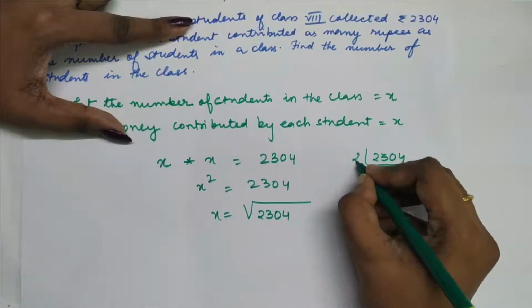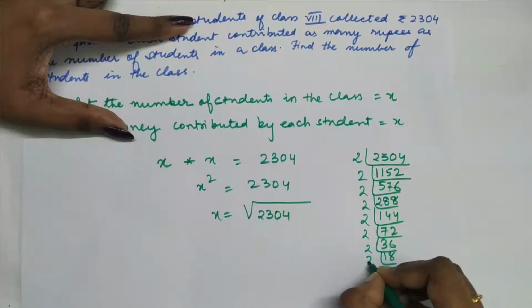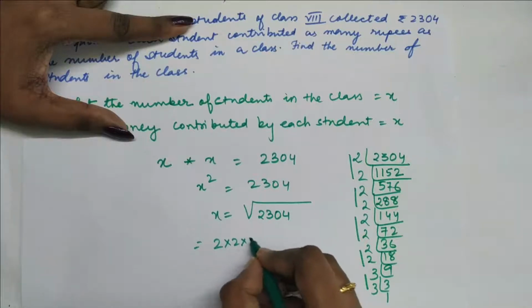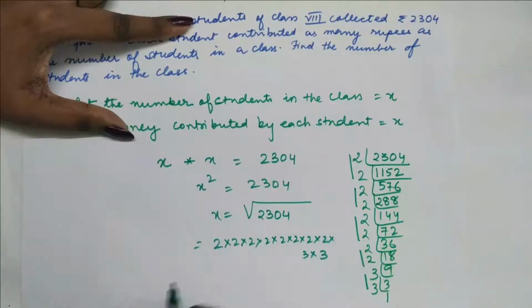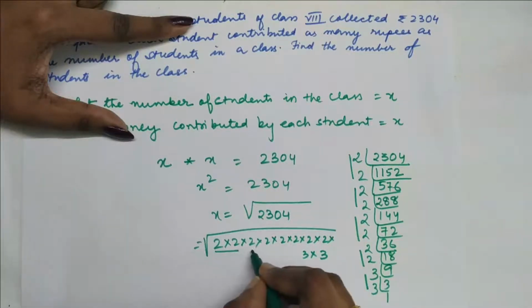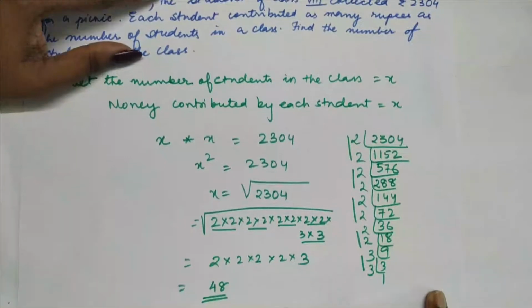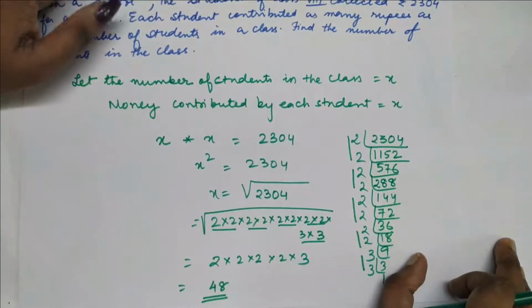You can see 4, so we can divide with 2. So you do the prime factorization of the number and then pair it up. So we can represent it with 2 into 2 into, there are eight 2s and two 3s, and the square root means we have to take one out of each pair. So 2 into 2 into 2 into 2 into 3, that's 16 3s are 48. So the number of students in the class is 48. Simple square root application based question.